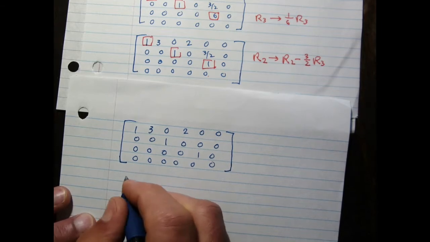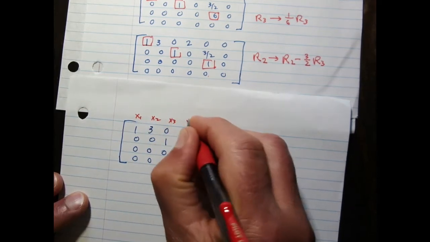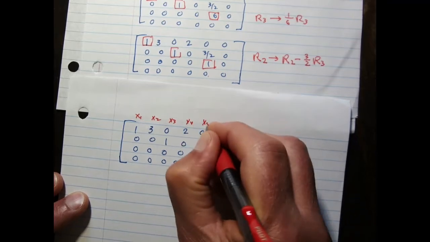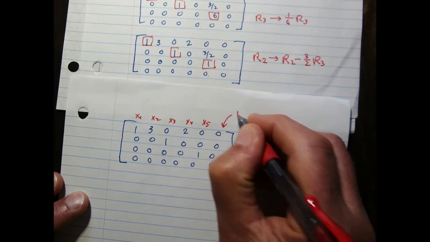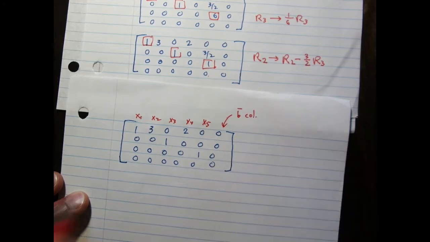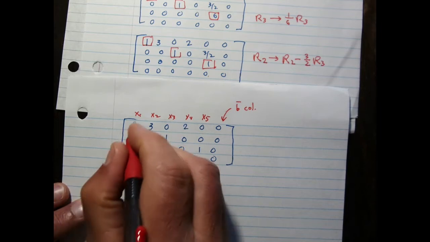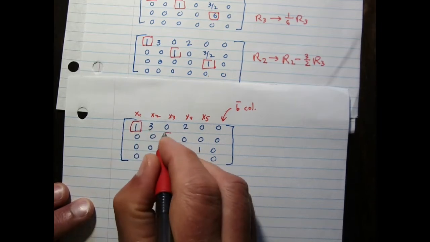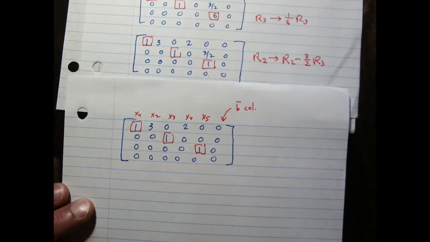I have variables x1, x2, x3, x4, x5. Stop, because that last column, the B column, never corresponds to a variable. So I have 5 variables involved here. And I have pivots here, here, and here. So x2 and x4 are the free variables.